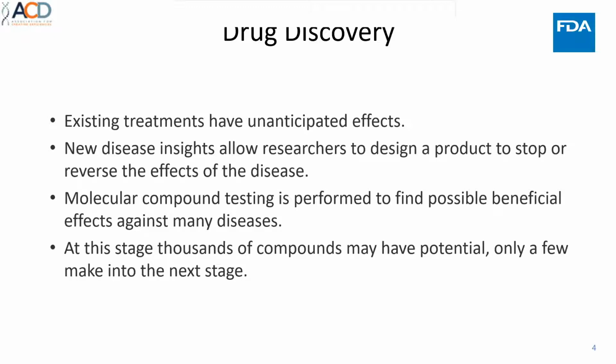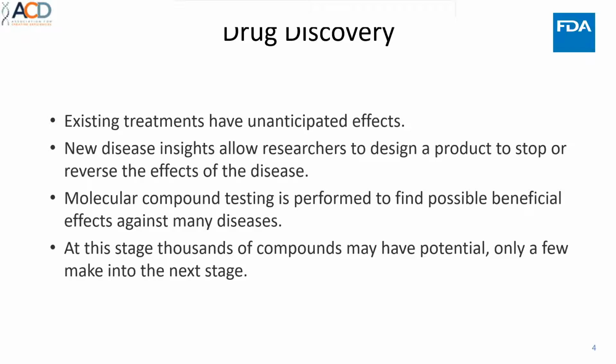Or they may know, say, that an enzyme isn't working that should work. So they design a drug that helps that enzyme to function so that, again, the disease can stop or improve. Additionally, sometimes drugs come from existing treatments that have unanticipated effects. And then we can use those drugs for other diseases.